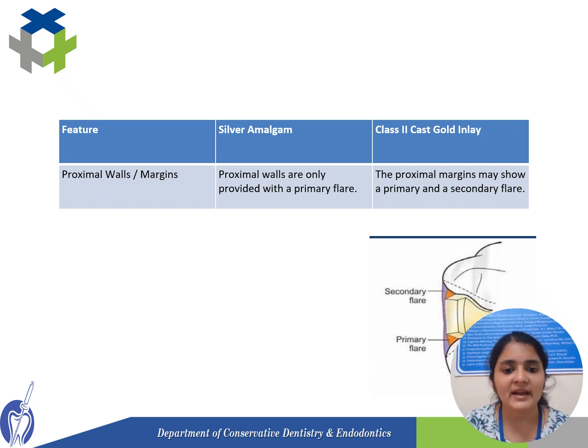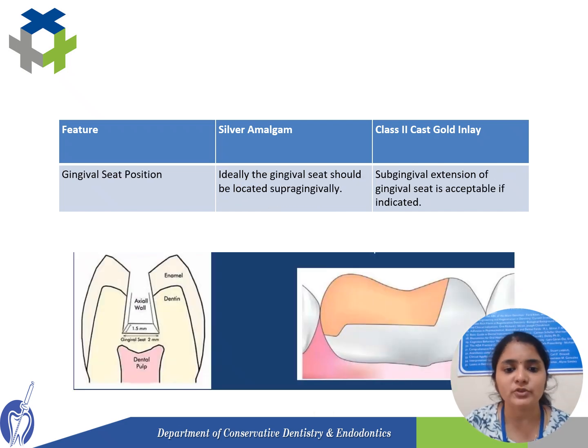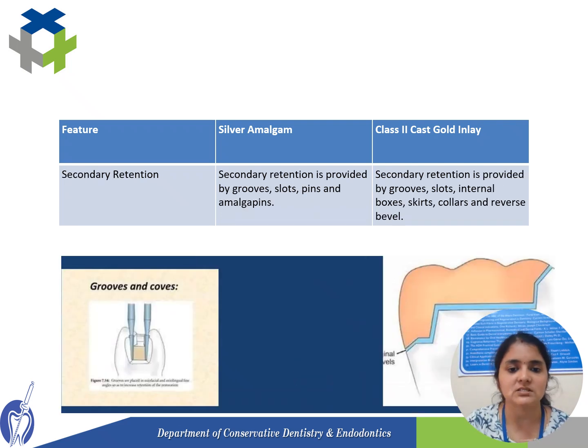Coming on to proximal walls and margins, proximal walls are only provided with a primary flare in the case of silver amalgam. In a class 2 cast gold inlay, the proximal margins may show a primary flare as well as a secondary flare. Proximal clearance: for silver amalgam, minimal clearance is provided, not more than 0.5 mm from the adjacent tooth. In a class 2 cast gold inlay, more proximal clearance may be acceptable. Gingival seat position: ideally, the gingival seat should be located supragingivally in the case of silver amalgam for better working. And in a class 2 cast gold inlay, subgingival extension of the gingival seat is acceptable if indicated.